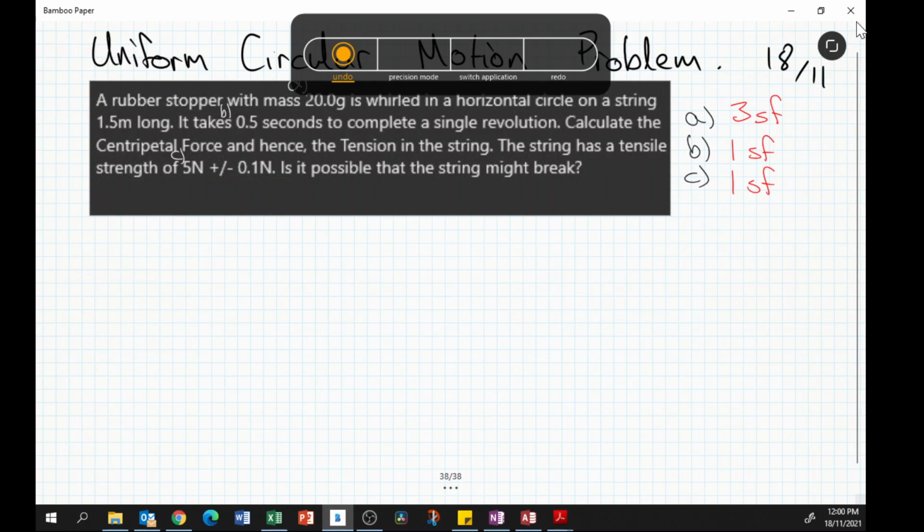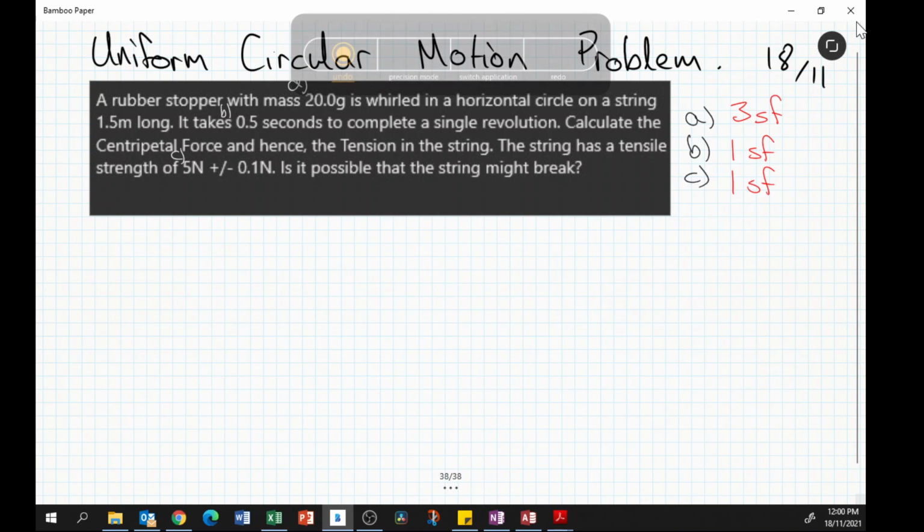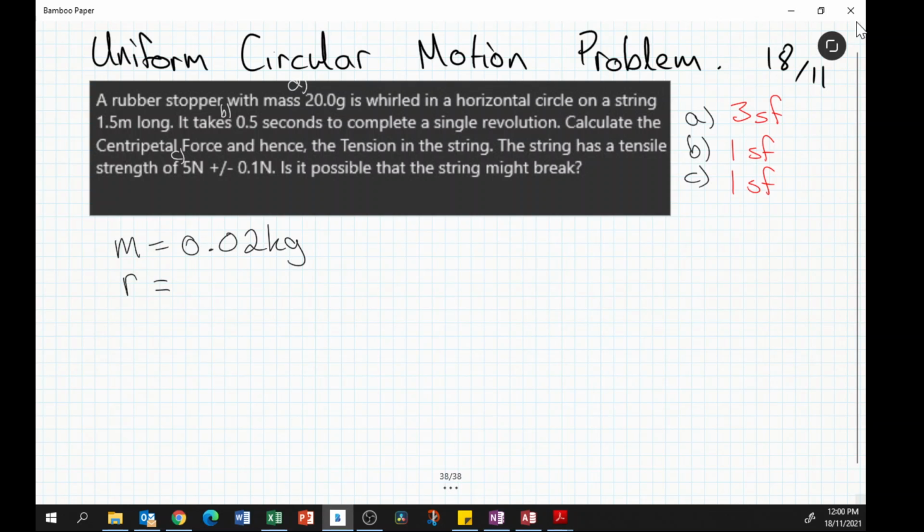Cool. All right, let's get into the actual problem now. I just wanted to make sure we have some conceptual understandings in there. So in this situation, we have a mass, which is 20.0 grams. We're going to immediately go to 0.02 kilograms. Our radius, we're going to assume that's our radius. The string's length is the entire radius, is 1.5 meters. And our time, let's say t equals 0.5 seconds.